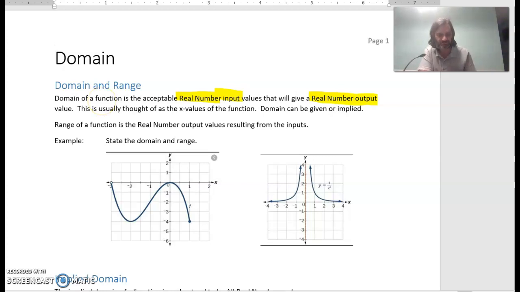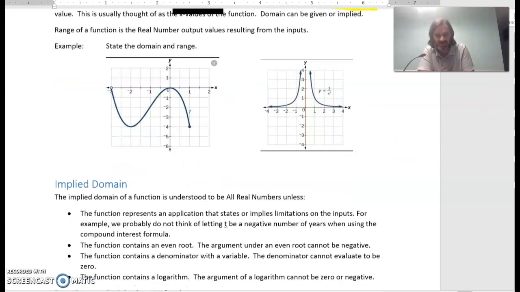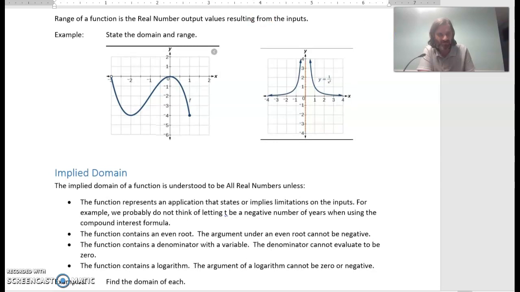All right. So domain is the inputs, which we can usually think of as x, and the range is the outputs, which we usually think of as y. So if you're familiar with that, let's see if we can answer a few small questions here. We've got some graphs, which are usually easy to work with. The first one, it says state the domain and range.